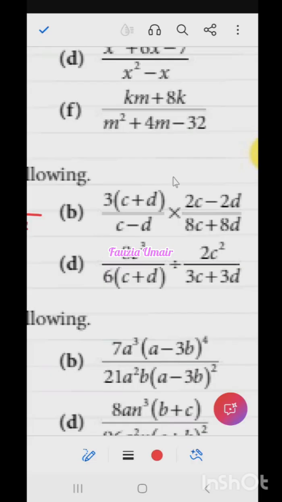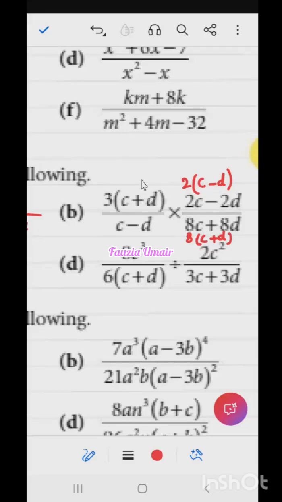So how to do factorization of this 2c minus 2d? By taking common. If you take 2 common, this is c minus d. So same is the case in the denominator. 8 common, this would be c plus d. Now every term is factorized. All four are factorized.